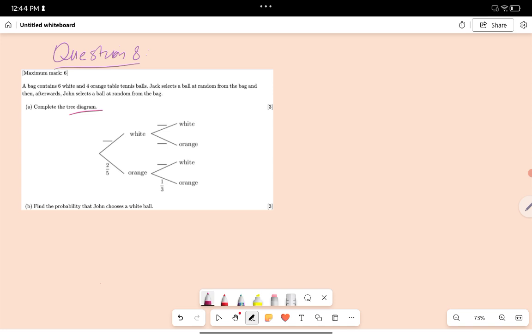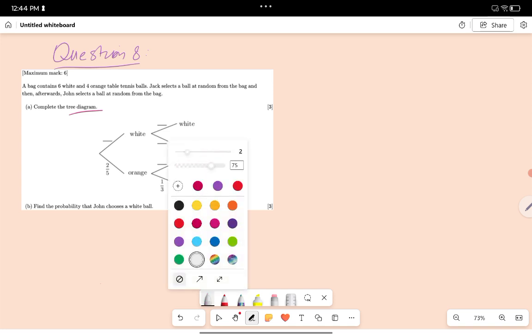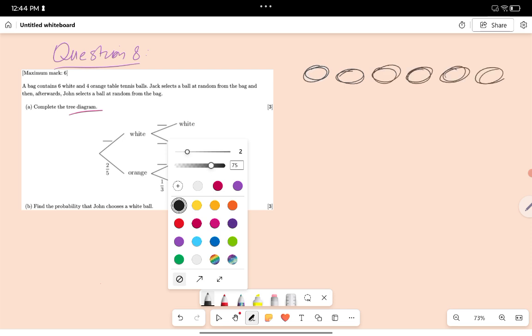A bag contains 6 white and 4 orange table tennis balls. So let's try to make them. It'll be fun. So we've got 6 white and 4 orange: 1, 2, 3, 4. 4 orange table tennis balls.